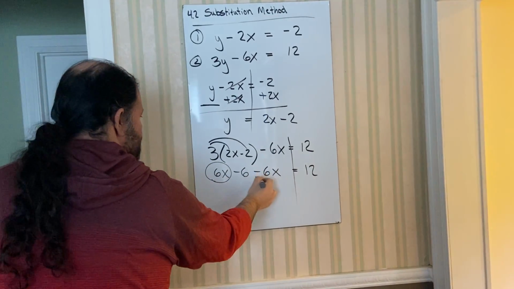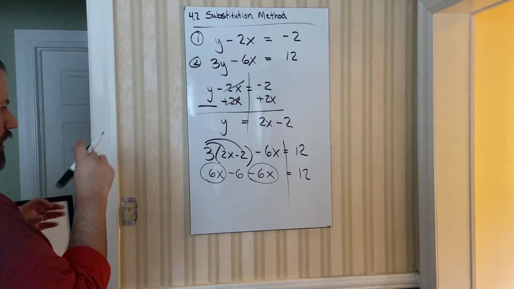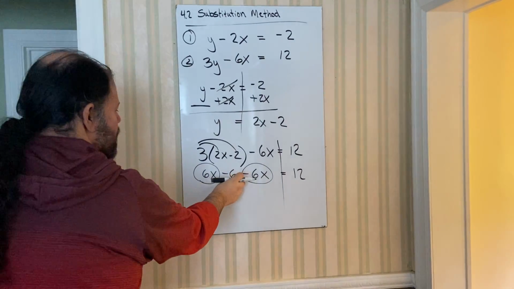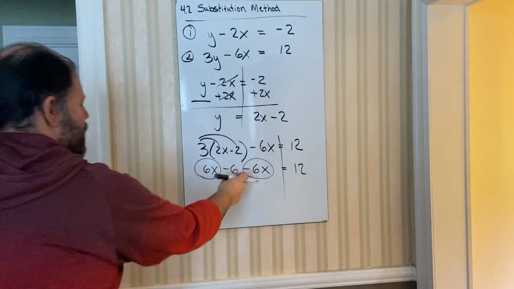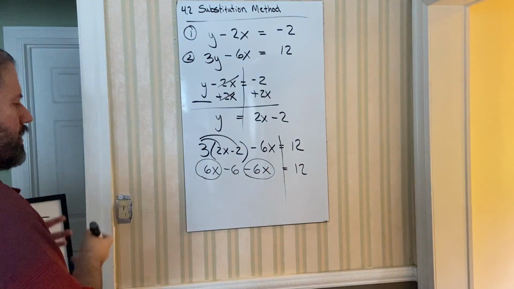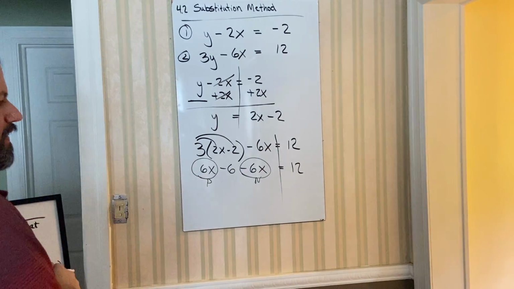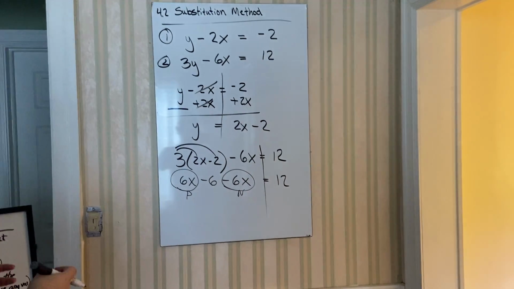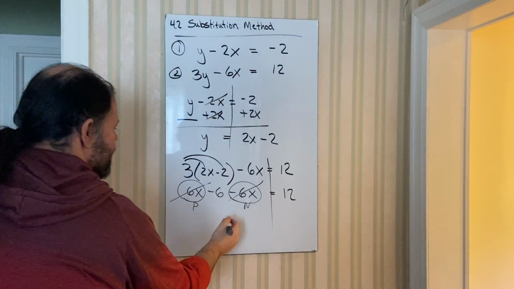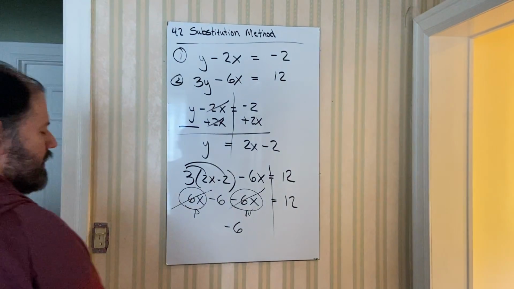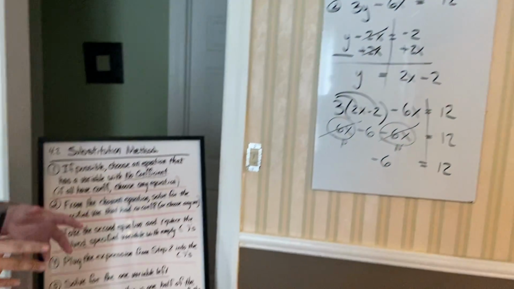Yes, these variable terms. Now notice I circle. I do not do additive inverses. The only time I ever do additive inverses is if I'm picking up and moving it to the other side of the equal sign. If they're both on the same side, you circle and use the signs that were given. This is a positive, this is a negative. That means subtract: 6x minus 6x. They actually cancel out. You're left with a negative 6. What's left over here? Just the 12. There's no more variables. The variables disappeared.